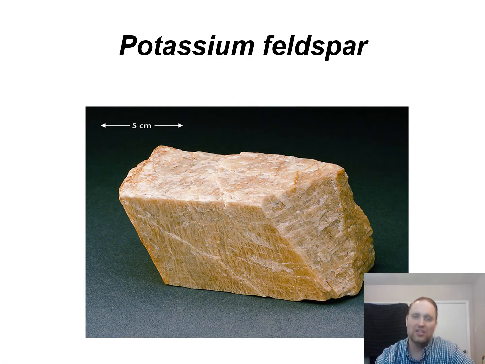And so here's an example of a potassium feldspar. Potassium feldspars do vary in color a bit, like many other minerals do. They can often be off-white, but sometimes you have this kind of orange or salmon pink color. And so this is a potassium feldspar.